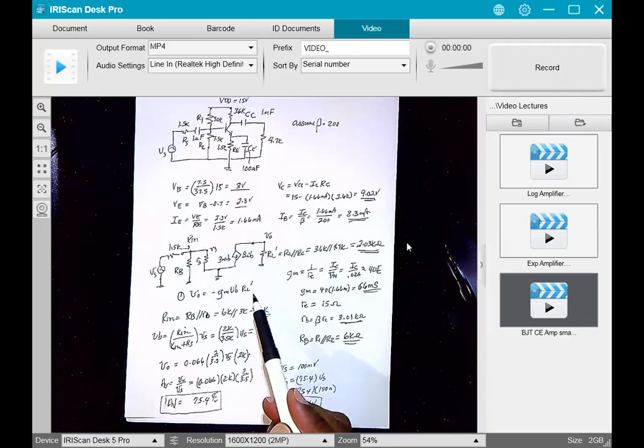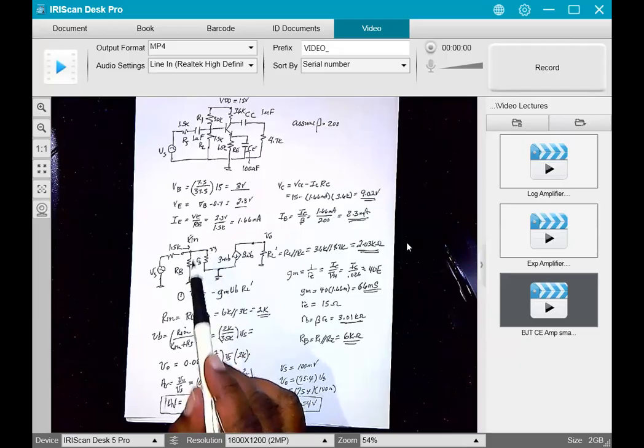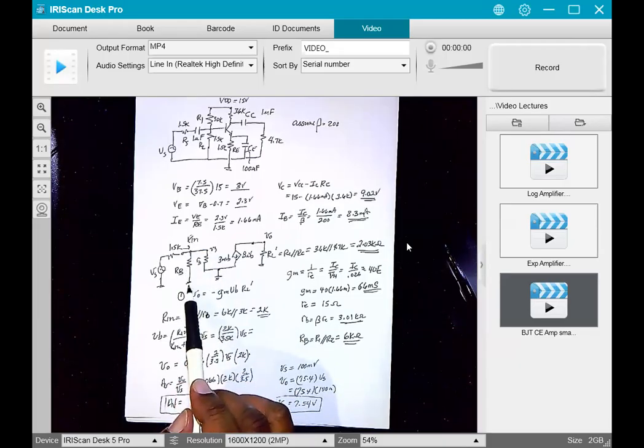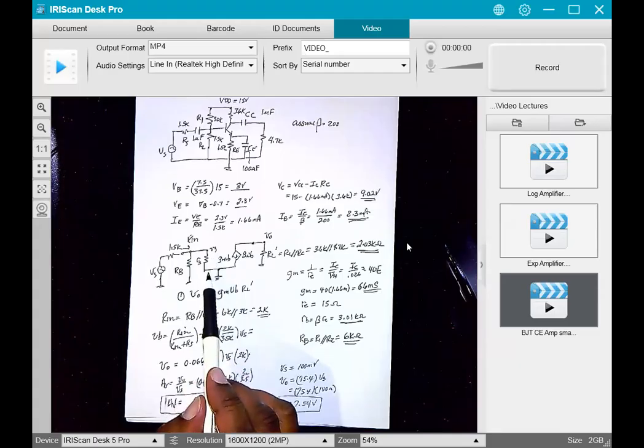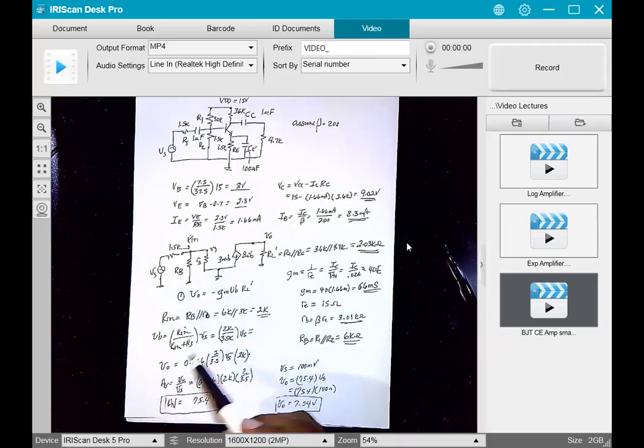And then I ask myself, okay, I have a VB here, which is this voltage. How do I get an expression for VB? Well, VB then is what? If I call this RB and this little RB RN, it's just the voltage divider off of this right here, which is this.